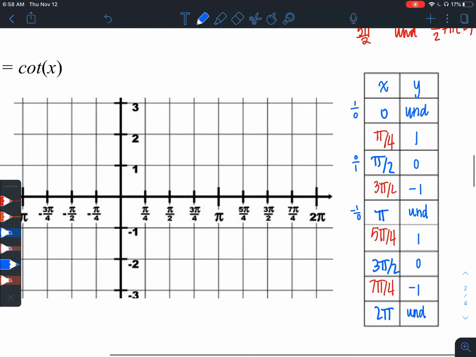Let's go ahead and graph that. So at 0 we're undefined. Then at pi over 4 we're 1, pi over 2, 0, negative 1, undefined, 1, 0, negative 1, undefined. Alright, and then we graph these along the asymptotes.